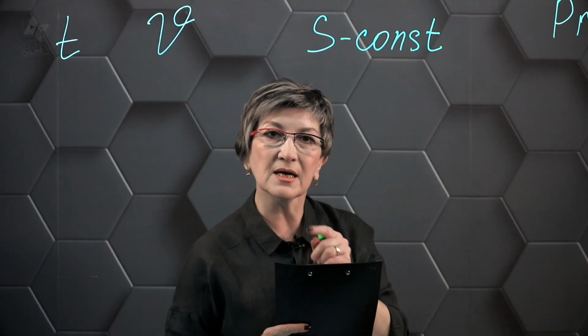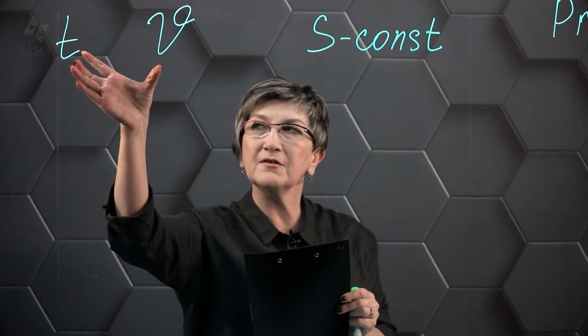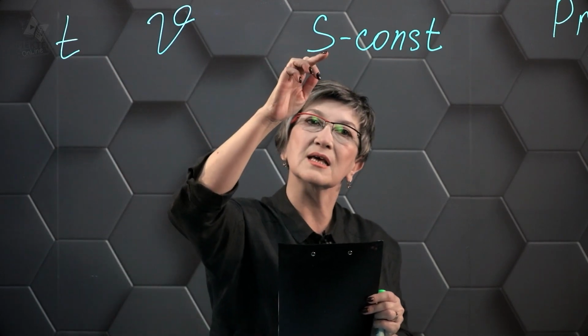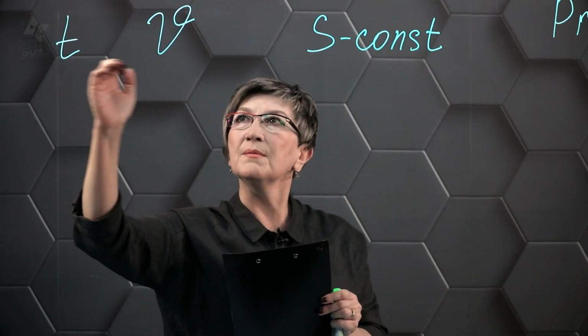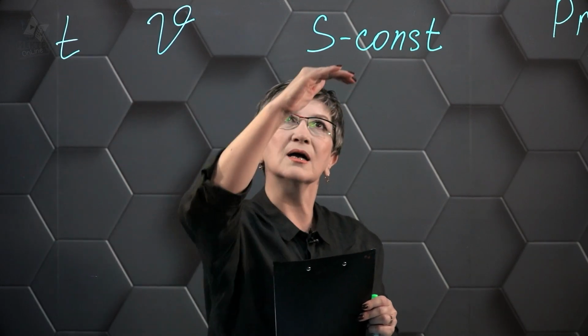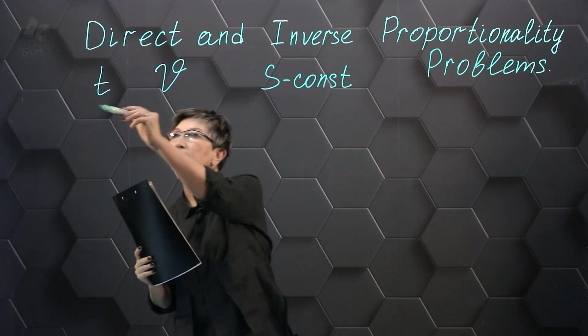In the previous lesson, we did a similar problem. But we looked at time and distance, and speed was constant. In this problem, time and speed change, but distance remains constant. The time is 2 hours, and the speed is 60 kilometers per hour.